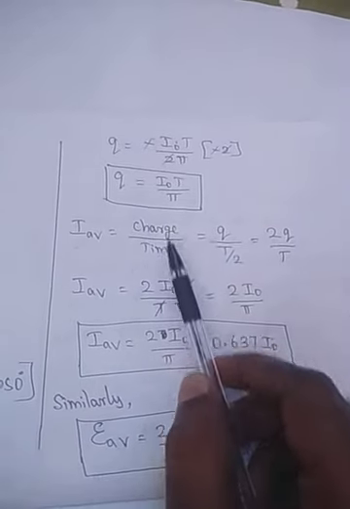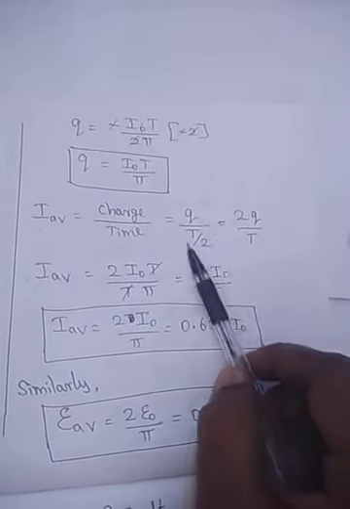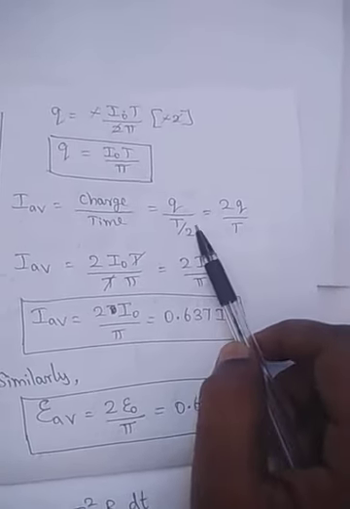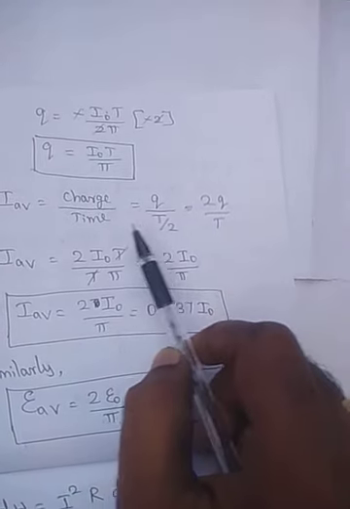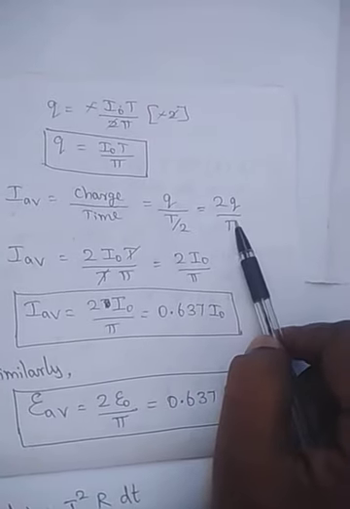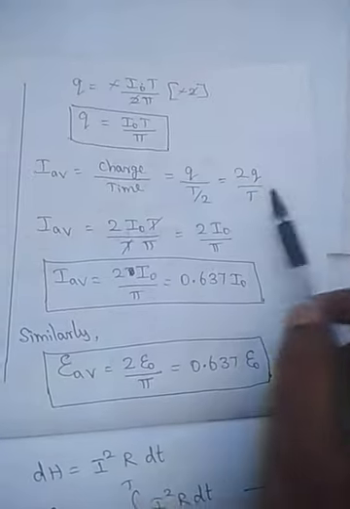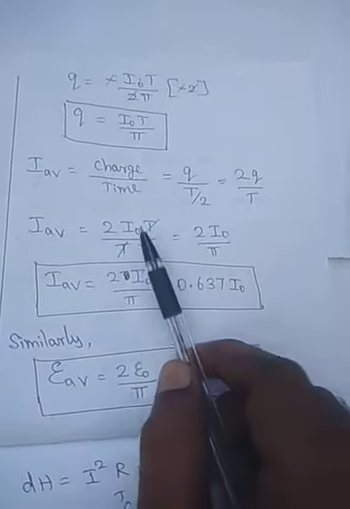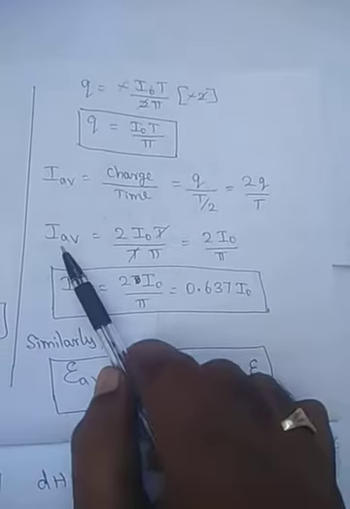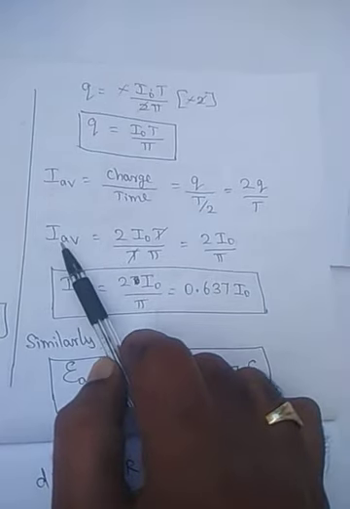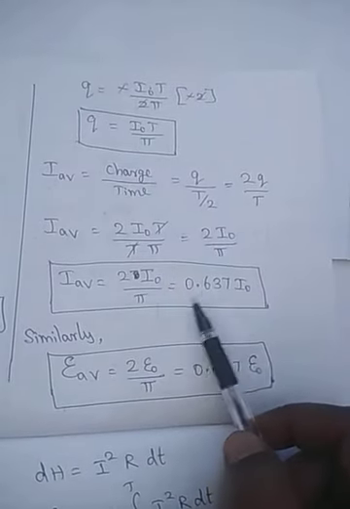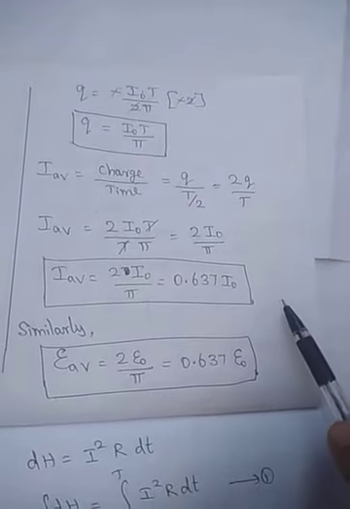So the I average value is charge by time. The charge is q, but the time is T by 2, as per the definition we take the half time period, and the charge flow in the direct current is the same as in the alternating current. So the 2 will become the numerator: 2q by T. So I average is equal to, instead of q, substitute I naught T by pi. T gets cancelled. So finally we arrive at the expression: I average, the alternating current mean value, is equal to 2 I naught by pi. So 2 I naught by pi is 0.637 I naught.